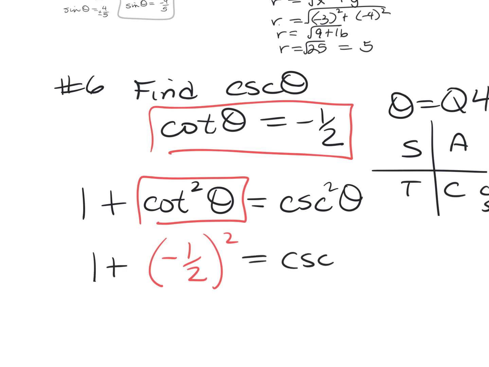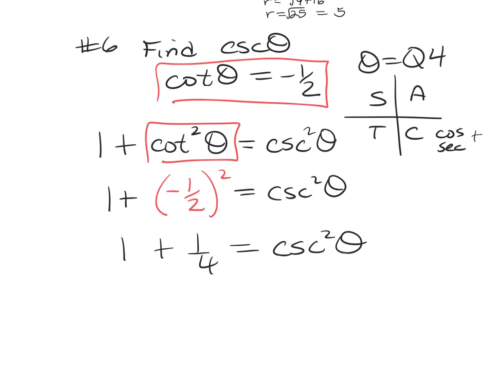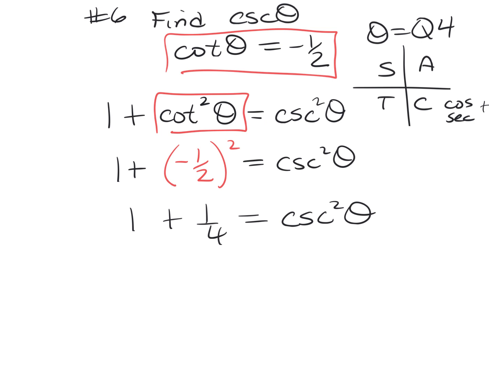Rewrite the rest of the problem. Negative 1/2 squared gives me positive 1/4. Now, do not be tempted to make this a mixed number or a decimal. Leave it improper because we have to square root it. So what we're going to do is change my whole number 1 here and make it 4/4. So then I get 5/4 is equal to cosecant squared theta.